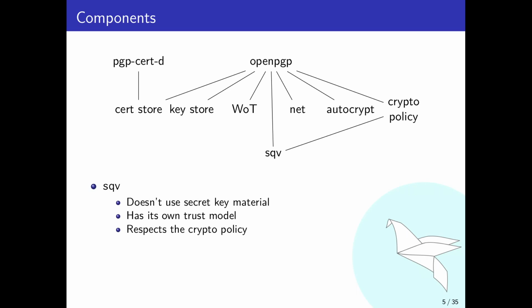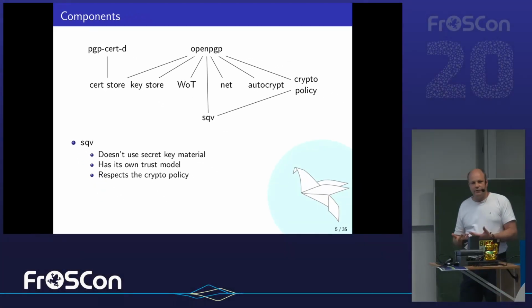And finally, it respects the crypto policy. And this is nice because it makes it smaller in terms of binary size, but more importantly, the trusted computing base is smaller. So there are fewer things that can go wrong.